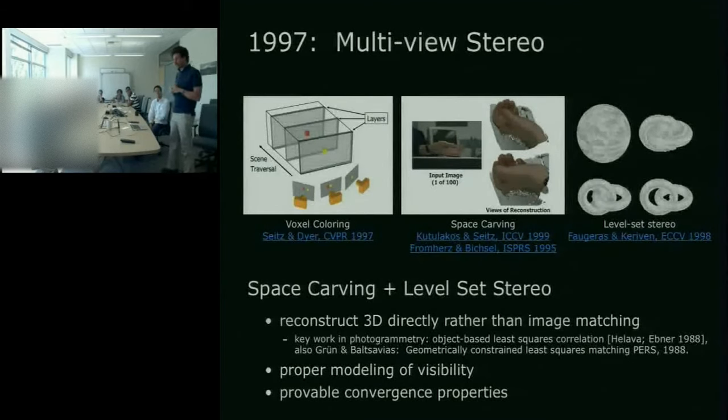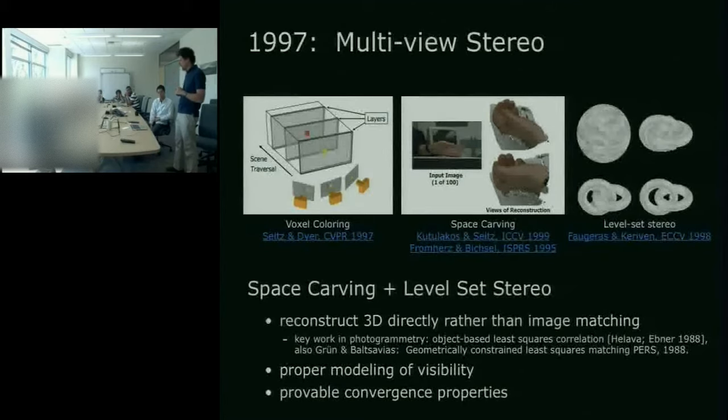But in computer vision, these were kind of the main methods which came out in the late 90s for reconstructing high-quality 3D models from a set of multiple photos, not just a pair of images. And some of the key ideas in this work, both the space carving work that I participated in with Kyros Kutulakos and the level set work of Keriven and Faugeras, is basically to reconstruct a 3D shape directly, instead of matching images, doing it in 3D space.